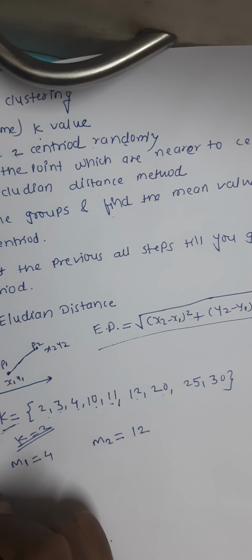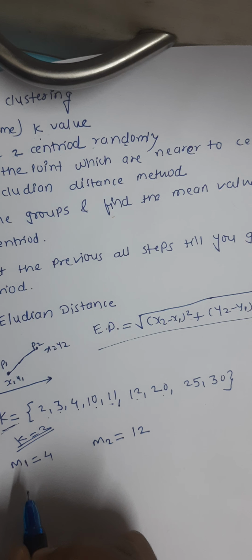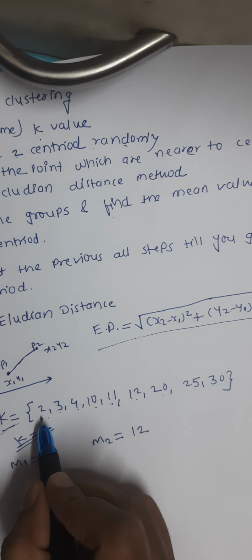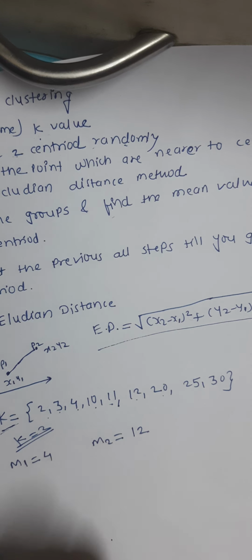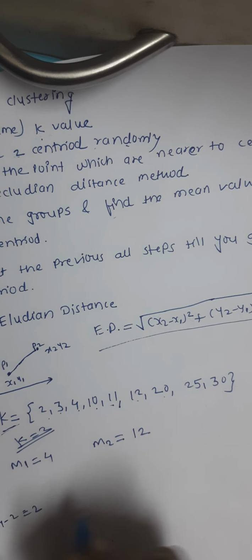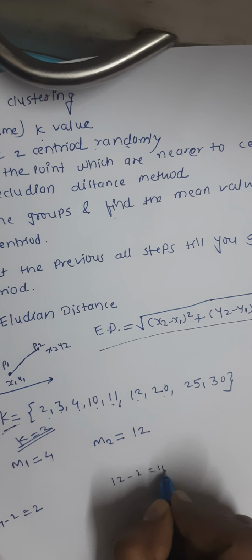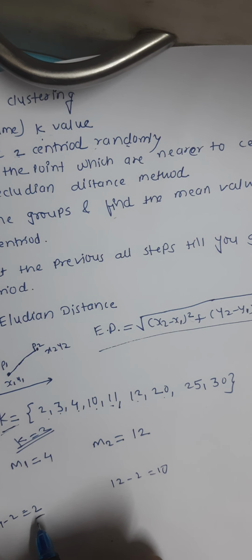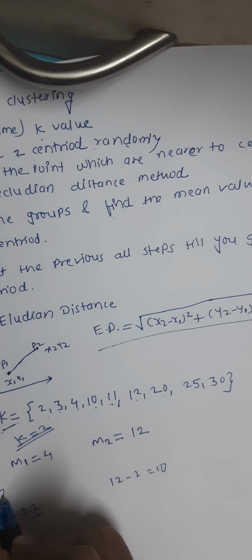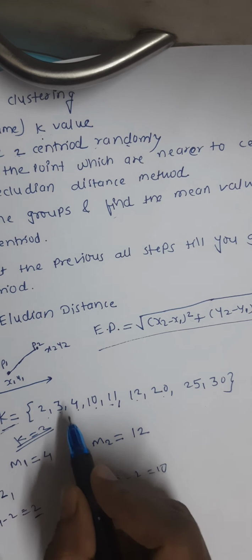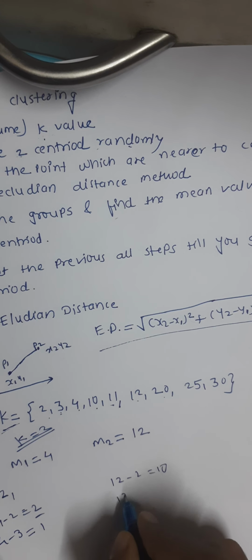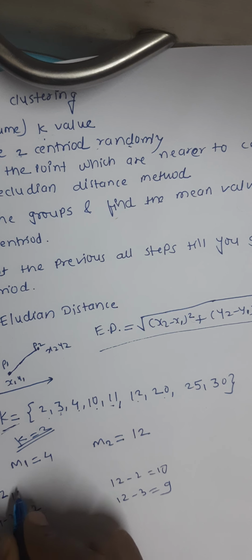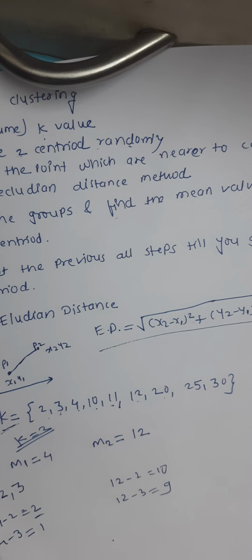Okay, now see which objects come in the first cluster. What is the first object? 2. So 4 minus 2 is 2, and 12 minus 2 is 10. So 2 is nearer to this M1 cluster, so 2 comes in the first cluster. The second object is 3. 4 minus 3 is 1, and 12 minus 3 is 9. So 3 is nearer to the M1 cluster, so 3 comes in the M1 cluster.